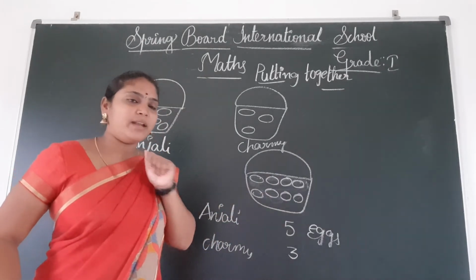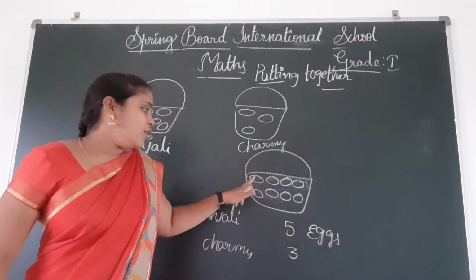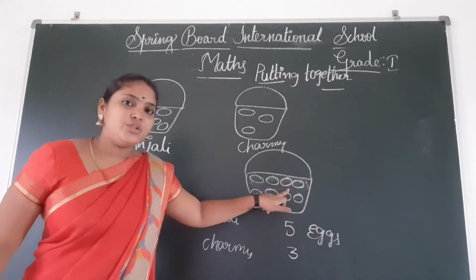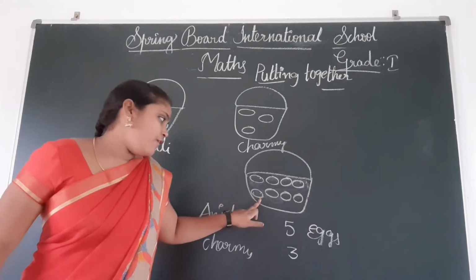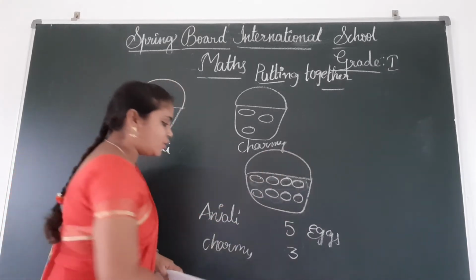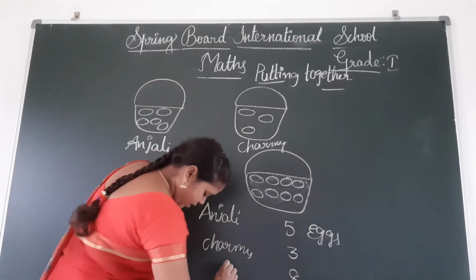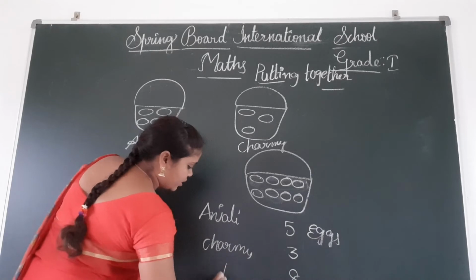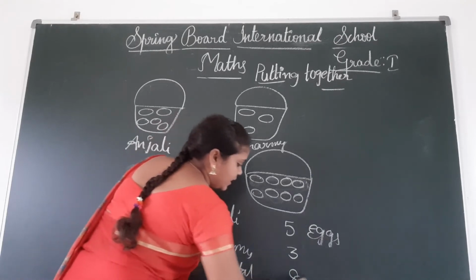Now, how many eggs in total? Let us count. 1, 2, 3, 4, 5, 6, 7, 8. So how many eggs in total? 8. Okay, total here 8 eggs.